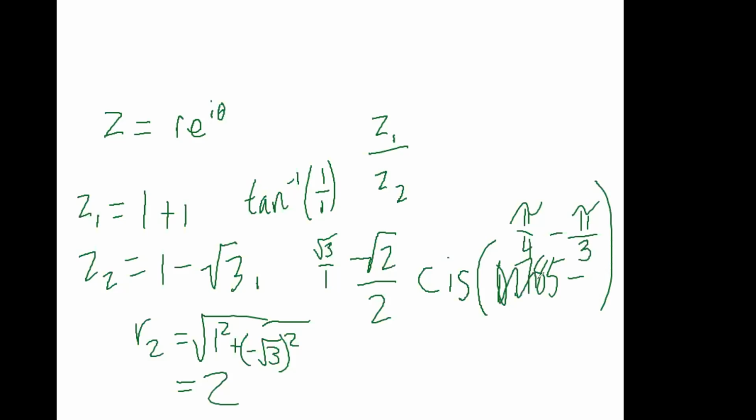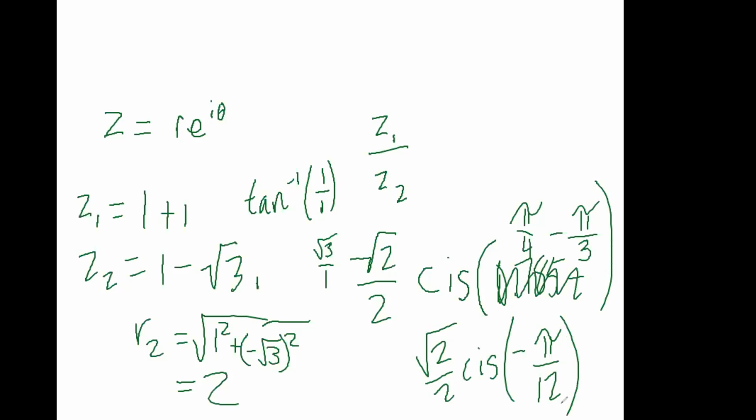Yeah. So when you do pi over 4 minus pi over 3, you end up with 3 pi over 12 minus 4 pi over 12, which is negative pi over 12. And then to convert that into Euler's form, it would end up as root 2 over 2 e, and then it would be I negative pi over 12? Yeah. Okay.